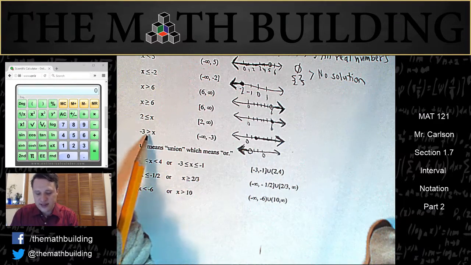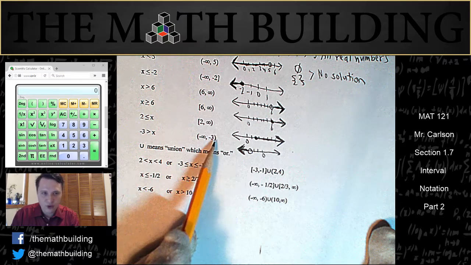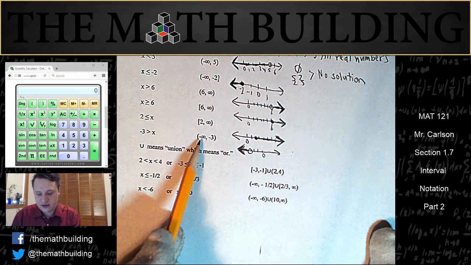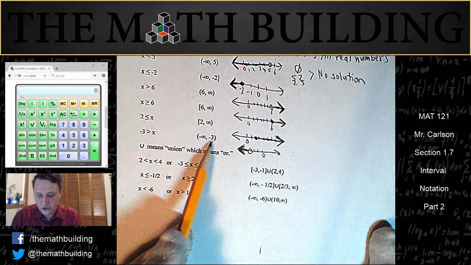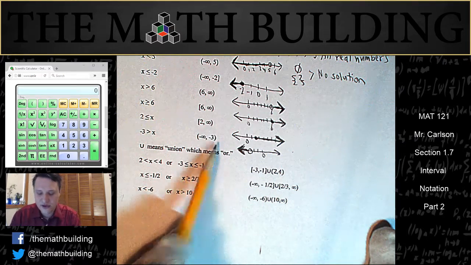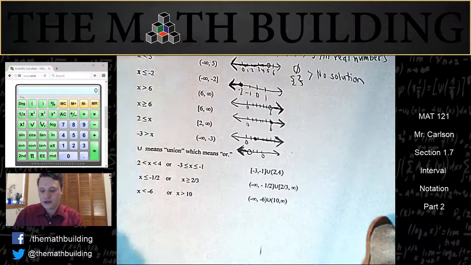So x is less than negative 3, so we're negative 3 or smaller, or as I like to think of it, from negative infinity up to negative 3, but not including negative 3. So hopefully that makes sense.